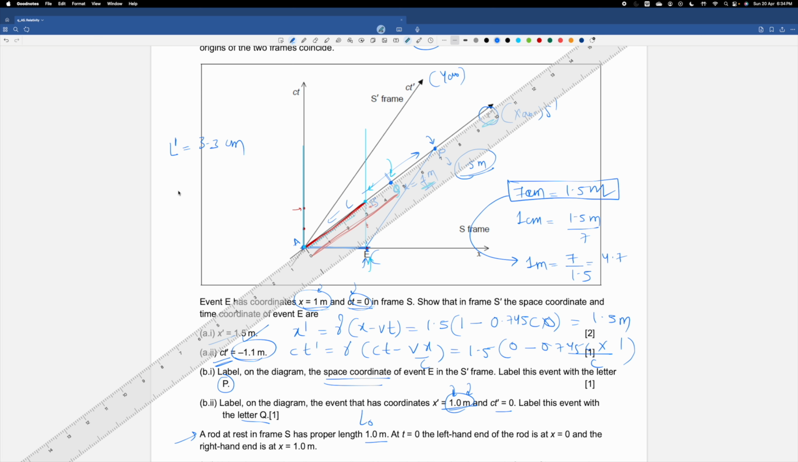But since we know that 1 centimeter is equal to 1.5 meter divided by 7, then 3.3 centimeter will be 1.5 meter divided by 7 times 3.3. So if you solve this, you're going to get about 0.76 meter as the length of that rod.